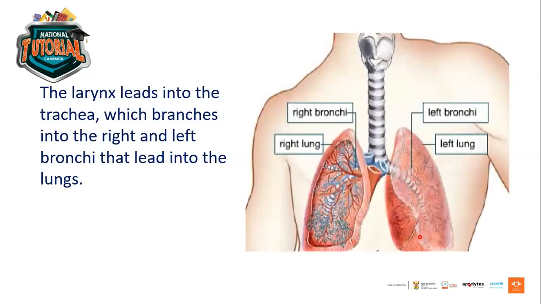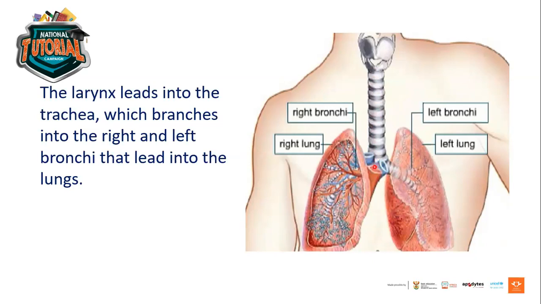Now we are moving on to the larynx. The air has moved down, and the air is now moving on to the larynx. The larynx will then lead that air into the trachea. The trachea is over here, right? The larynx is around here. So the larynx is the one that will lead the air into the trachea.